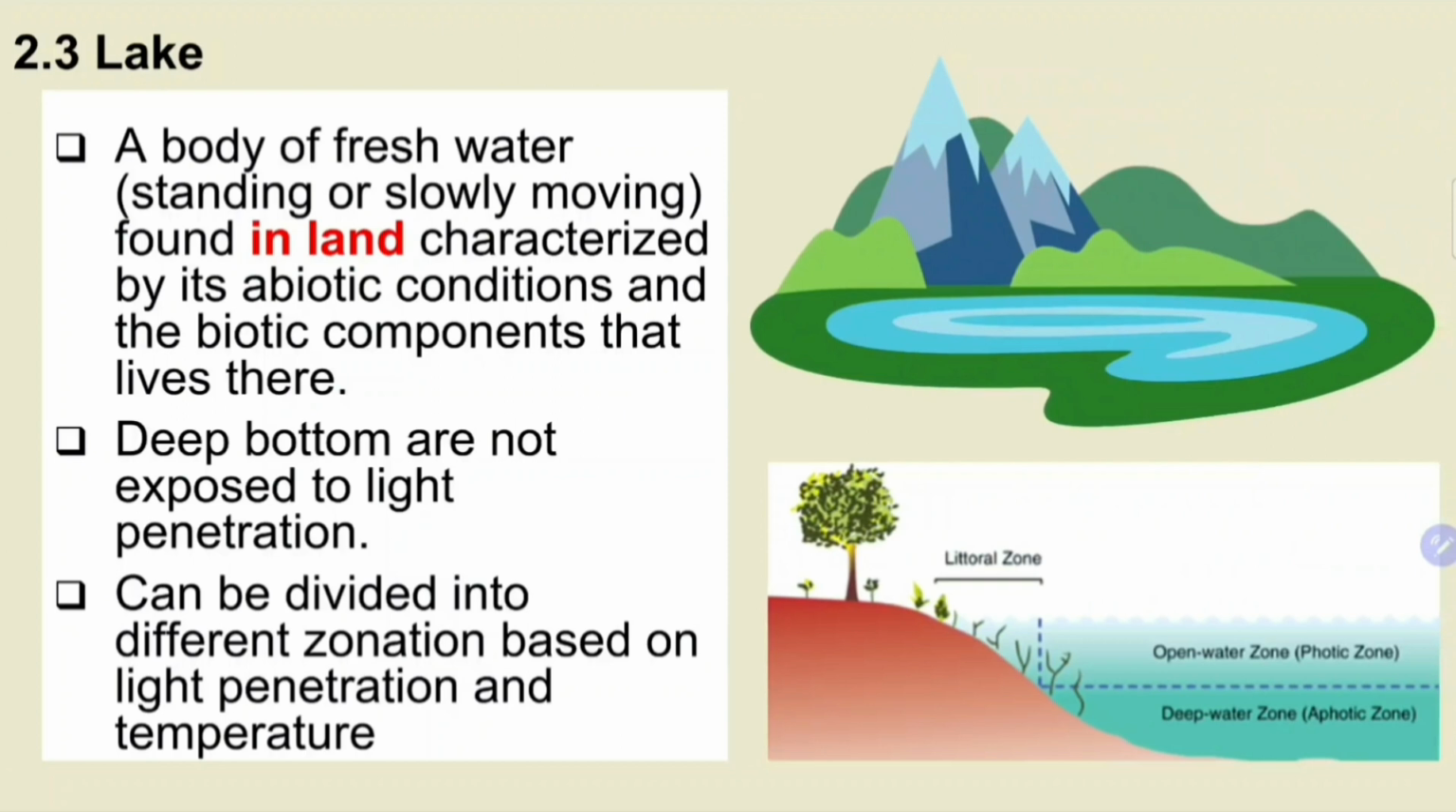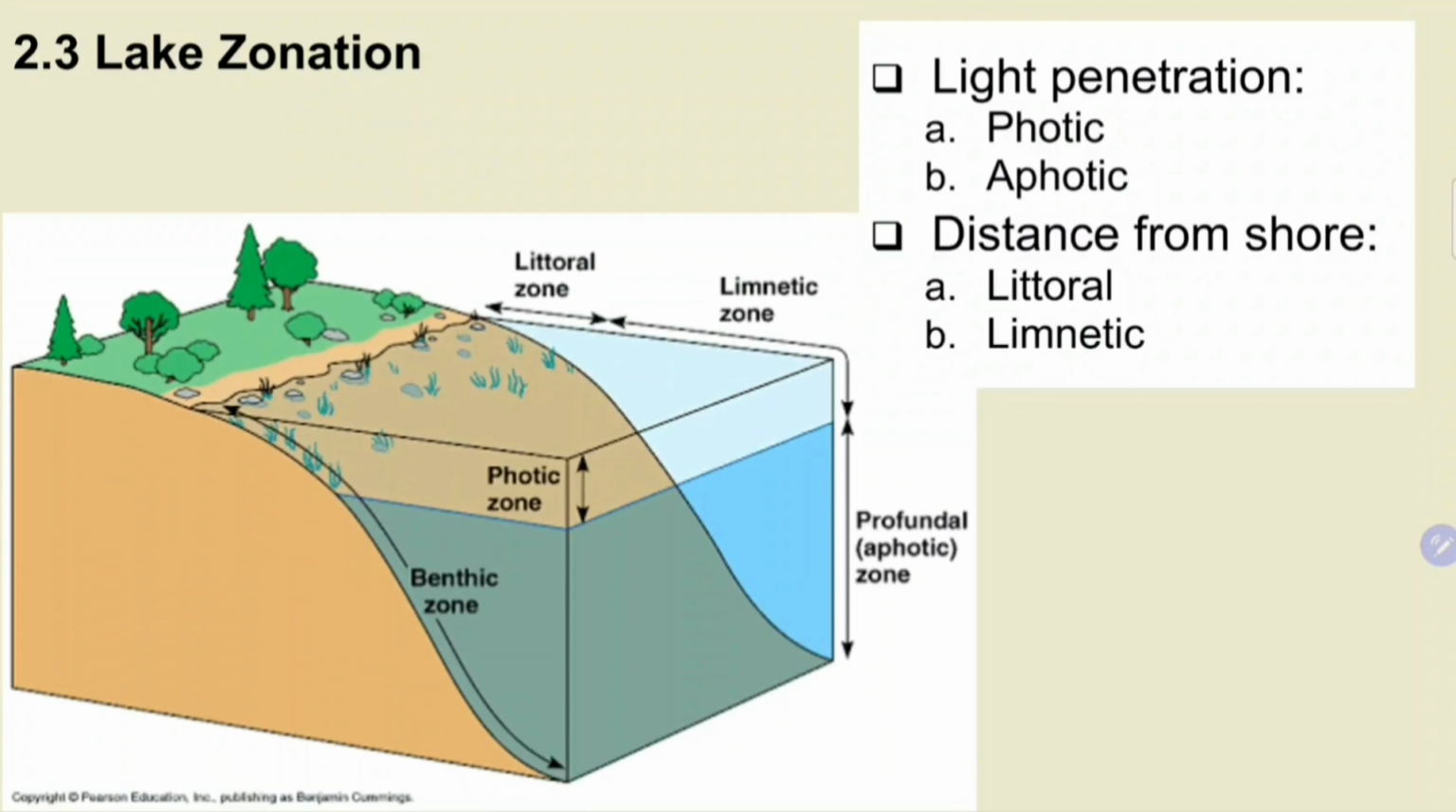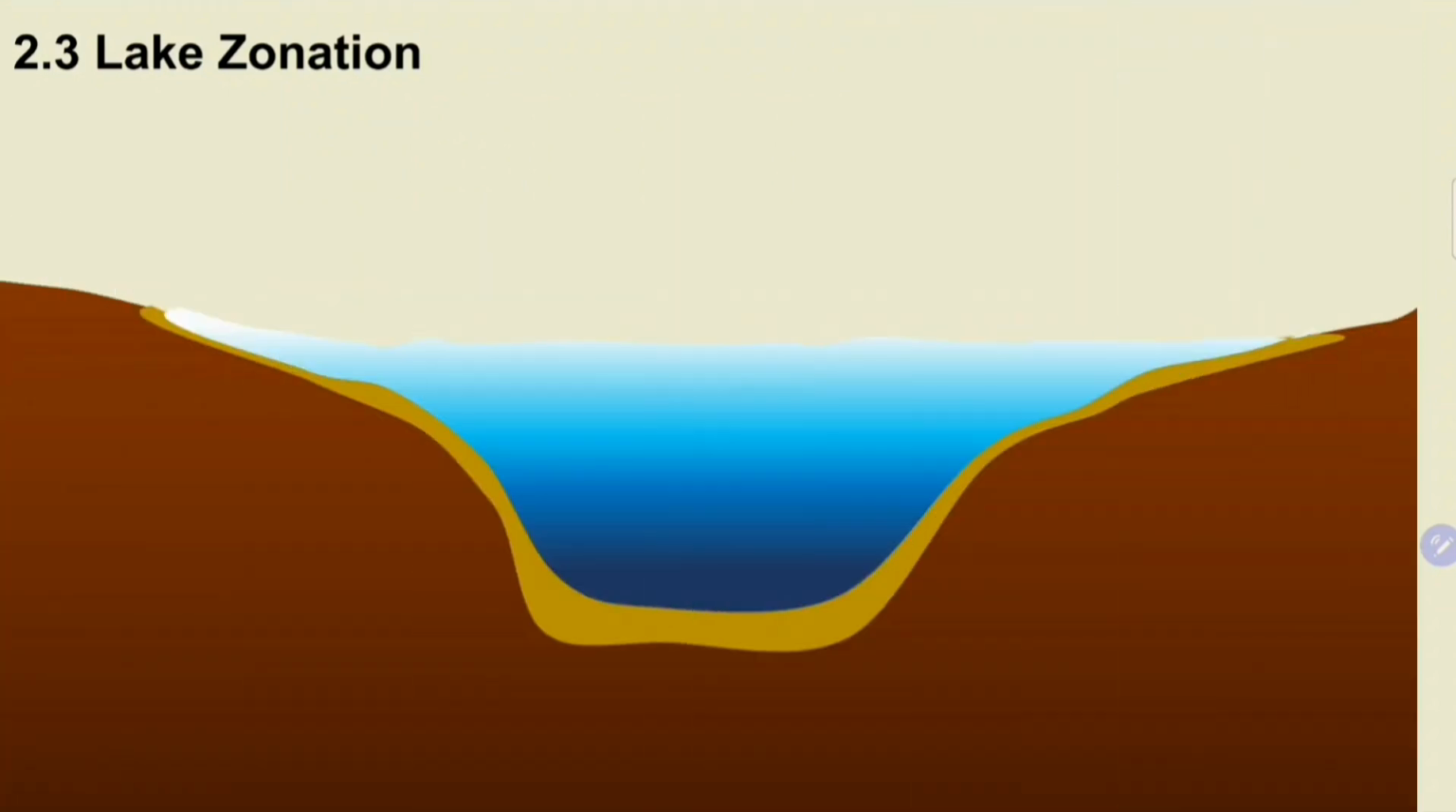So oleh kerana lake tu sangat dalam, that's why cahaya takkan sampai dekat bottom of the lake. Because of that, lake can be divided into different zonation based on light penetration as well as temperature. So for light penetration, lake can be divided into two main zones, photic or aphotic, and then the photic zone can be further subdivided in terms of their distances from the shore, which are littoral or limnetic.